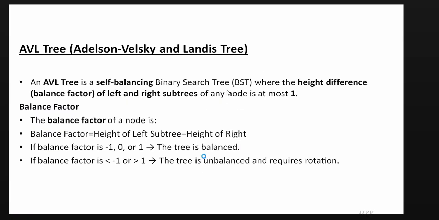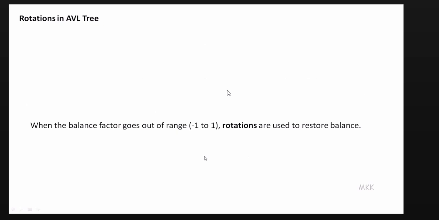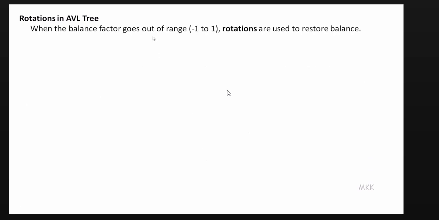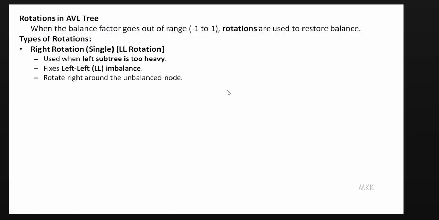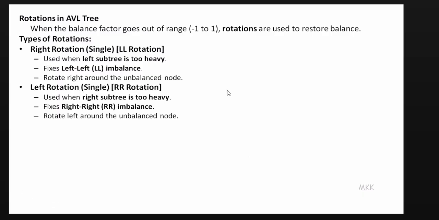How will the rotation take place? Rotations in AVL trees are used to restore balance when the balance factor goes out of the range minus 1 to 1. Types of rotation: right rotation, single, also called LL, because the imbalance is on the left side, so we perform a right rotation. It is used when the left subtree is too heavy and fixes left imbalance. Rotate right around the unbalanced node so that the left side will be balanced.